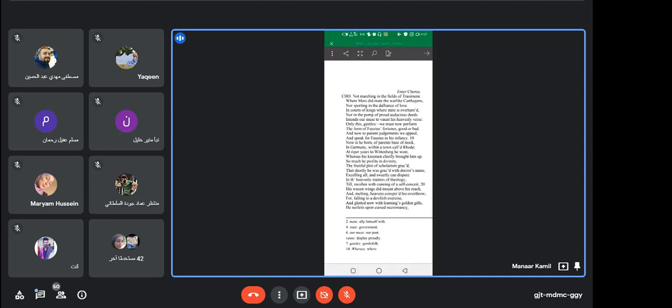Not marching in the fields of Trozen, where Mars did meet the warlike Carthagins, nor sporting in the dalliance of love, in courts of kings where state is overturned, nor in the pomp of proud audacious deeds.